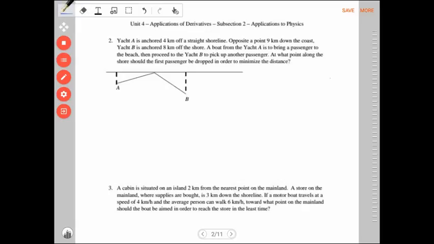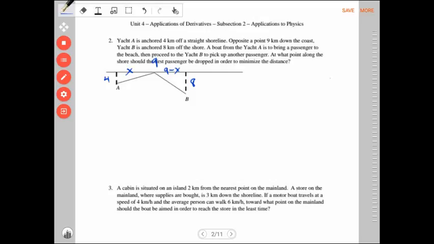So let's put on the information that we know. We know that yacht A is anchored 4 kilometers off the shore. We know that yacht B is anchored 8 kilometers off the shore. We know that the 2 points are 9 kilometers away. So we have to make the triangles. So if we call this x, then if the whole thing is 9, then this would be 9 minus x.